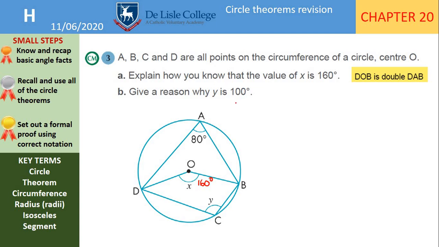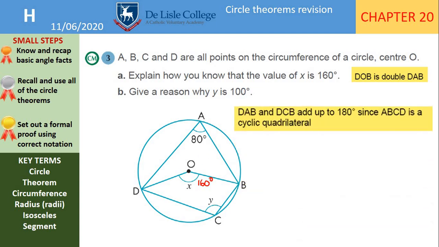Then part B, give a reason why Y is 100 degrees. So hopefully now you can see if we use the whole of this, we have got a cyclic quadrilateral, so A and C must add up to 180. So Y must be 100 degrees since it's a cyclic quadrilateral, and DAB and DCB must add up to 180 degrees.